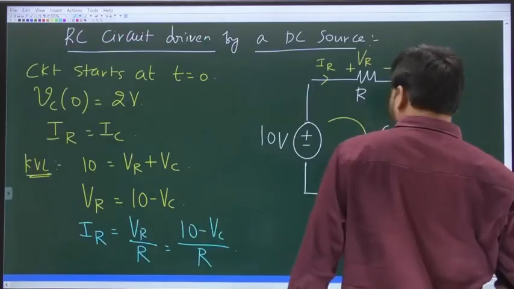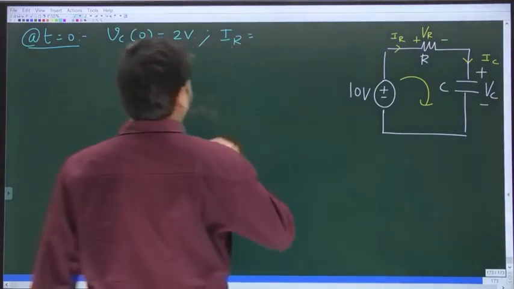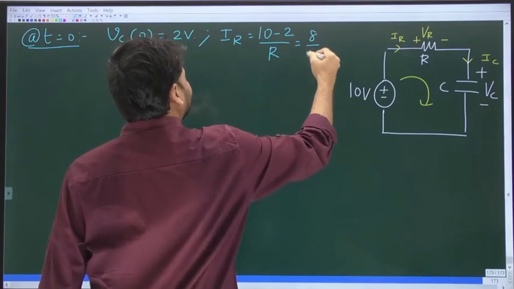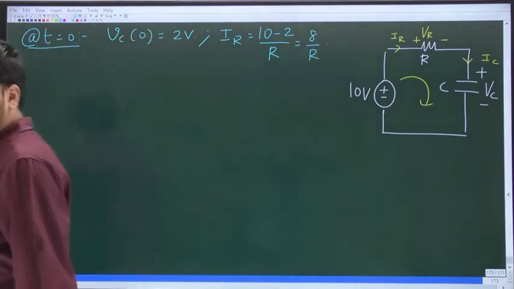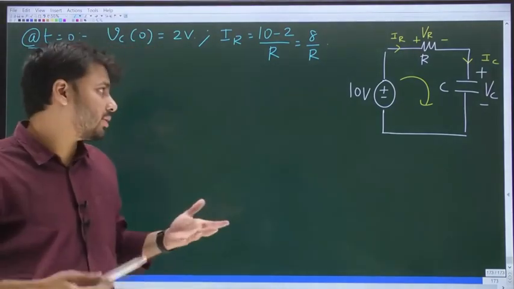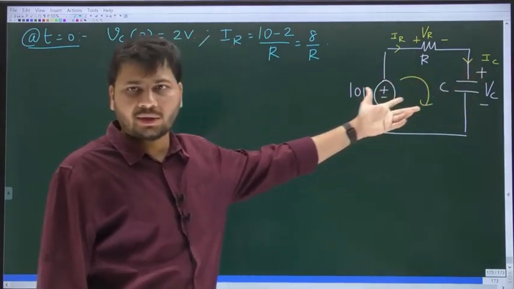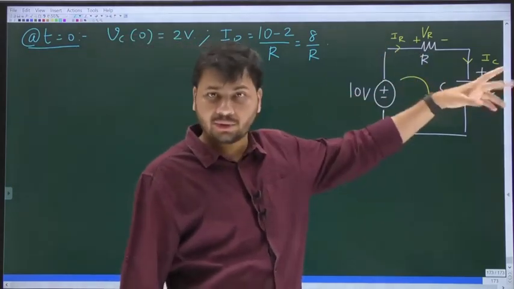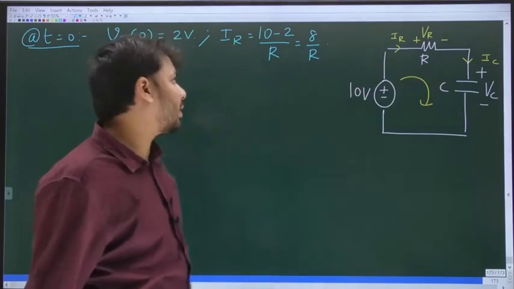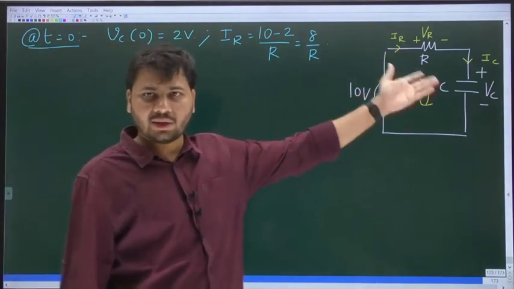Current through the resistor, remember, is 10 minus VC divided by R. So it will be 10 minus 2 by R, which is 8 by R. So the initial value of the current through the resistor, when the circuit starts at t equal to 0, is 10 minus the initial voltage across the capacitor, 10 minus 2, which is 8. So 8 volts is the drop across R, and 8 divided by R is the current through R.